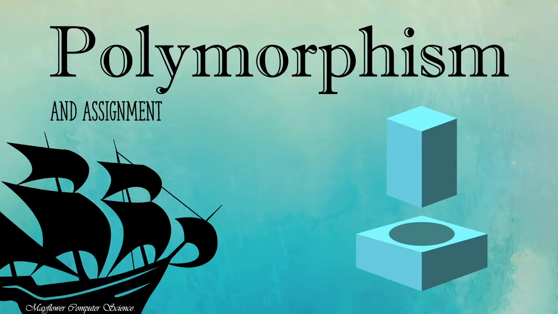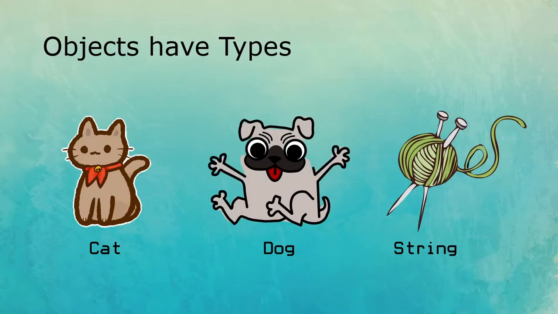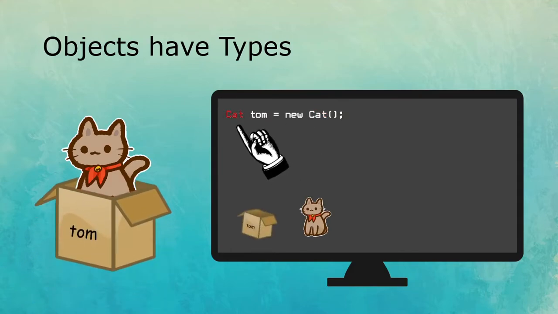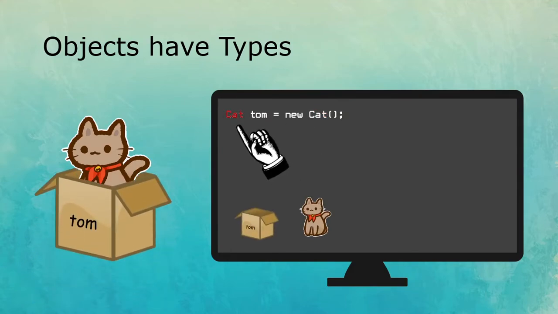In this video, we're going to learn about polymorphism and how it affects assigning objects to variables. In Java, every object has a type. The type of an object defines what that object is. Cat objects are cats, dog objects are dogs, and string objects are strings. The statement cat Tom equals new cat instantiates an object of type cat and assigns it to a variable that is declared to hold cat-type objects.